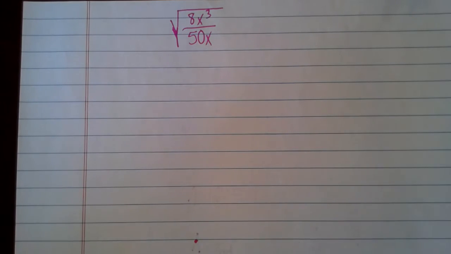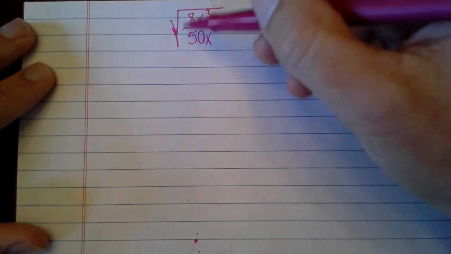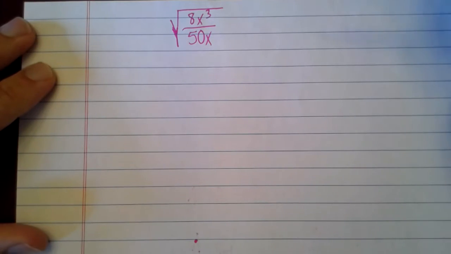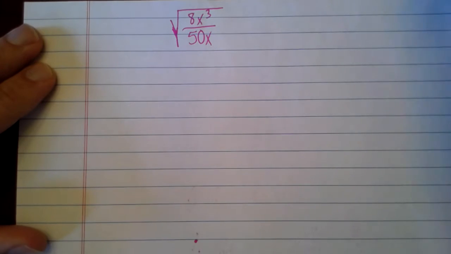This one, we can't really divide 8 by 50. We have two odd exponents for our variables, so this one seems like it might be troublesome, but in fact, it's not. We can treat the radicand as a fraction. We can simplify it like it was a fraction.